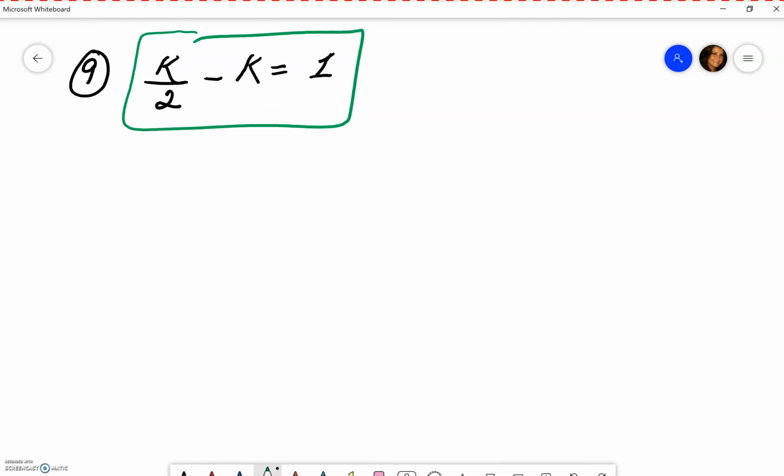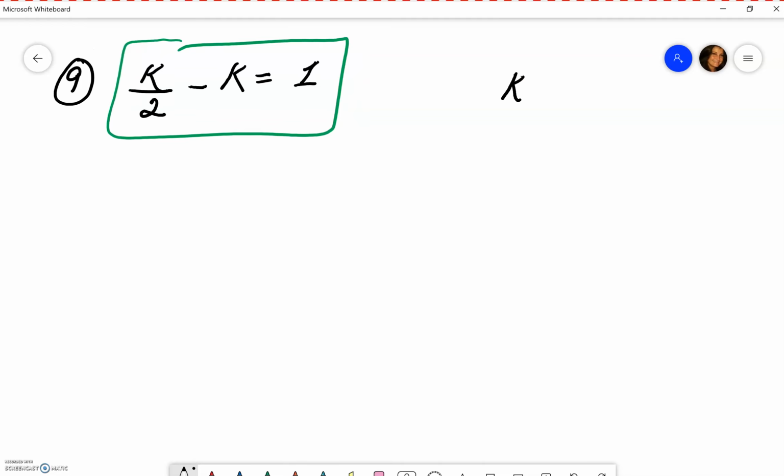Okay, now moving on to number 9. Number 9, we have k over 2 minus k equals 1. Now the goal is to get two like fractions so we can go ahead and subtract those. So just know, I'm going to write this over to the side. K over 2, remember 1 times k equals k. So this here, we know there's a 1 there. We just eliminate it. It's just understood. So we can rewrite this as 1/2 k.